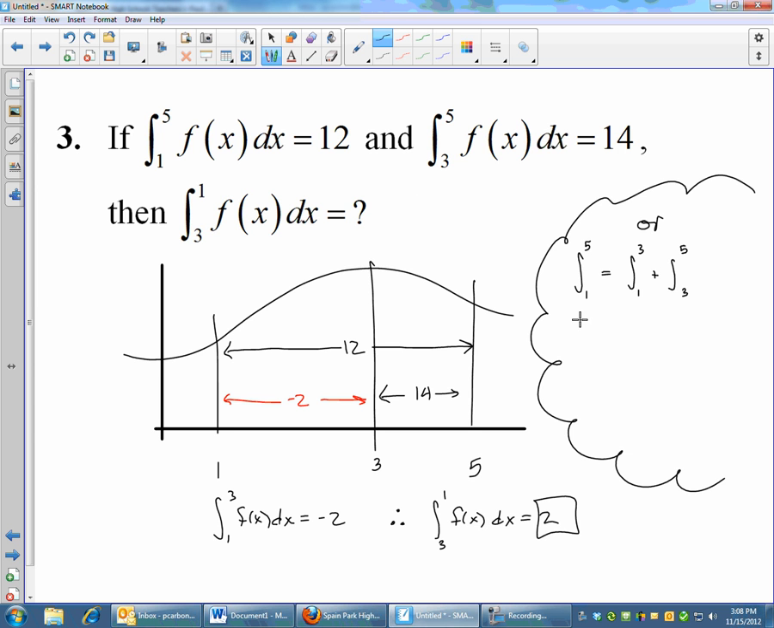Well, the area from 1 to 5 was given. That's 12 equals the area from 1 to 3 plus the area from 3 to 5, which is given, is 14. Then if I subtract 14, I get -2 to be the area from 1 to 3 under my function, which means the area from 3 to 1, which is what I asked for, under my function would have to be +2. So there's a couple of different ways you could do that. You could set it up graphically, which I'm perfectly okay if you want to sketch the graph and work it that way, or you could set it up more algebraically. It's purely up to you.